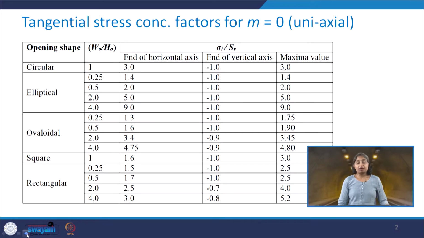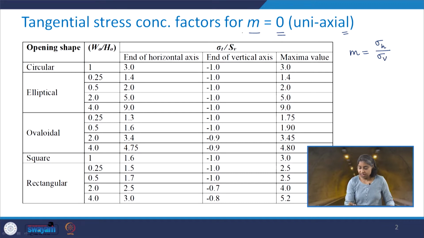So, here I am considering the first state of stress, which was represented by m equal to 0, or we can say that it is the uniaxial state of stress. Please remember that m is equal to sigma h upon sigma v, and when I say that m is equal to 0, this means your sigma h value is equal to 0.